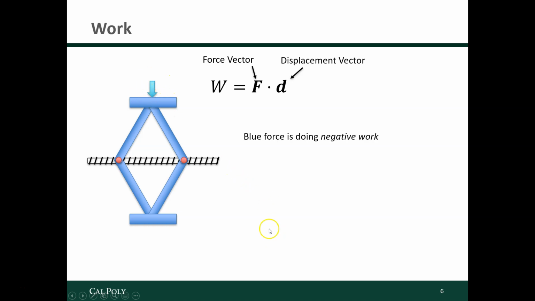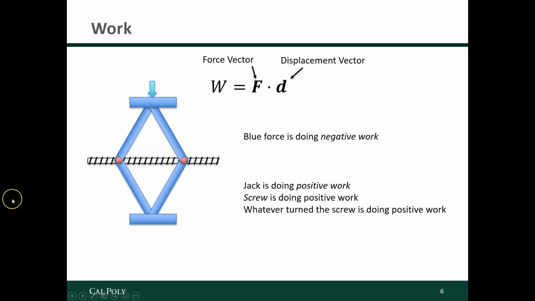And so in this case, the blue force here has done negative work because it's pointing downwards, but it actually gets moved upwards, and the jack itself is doing positive work. The top of the jack was pushing upwards against whatever was applying this force, and it also moves upwards. The displacement and the force are in the same direction. So the screw here had to have done positive work in order for that to happen. And whatever turned the screw is doing positive work as well.